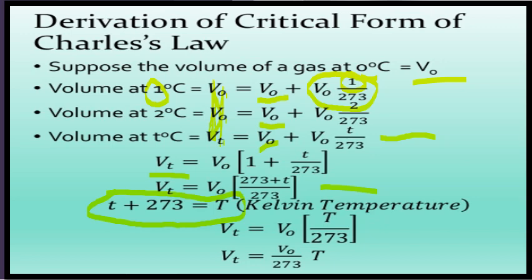For example, here you can calculate the volume. If you want to get it at 1 degree centigrade, it will become 273 plus 1 upon 273 in this equation. So it will give you the volume at the 1 degree rise. Okay, now come to the next one.